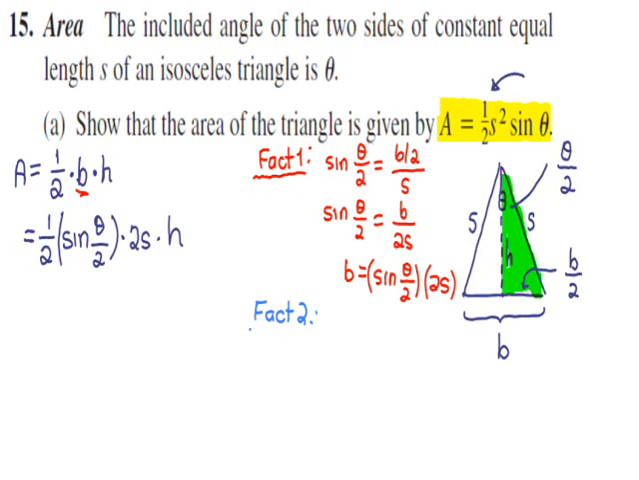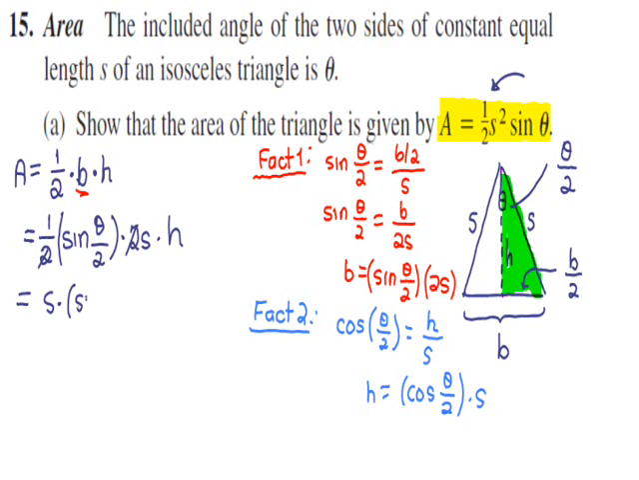Fact number two about this green triangle says that the cosine of theta divided by 2 is equal to h over s, which means if we were to cross multiply, h is the cosine of theta over 2 times s. So we're going to go ahead and make yet another substitution. If it's okay with you, I'm going to cancel this 1 half and this 2 out right now. So I've got s times the sine of theta over 2. And then my h is going to be another s times the cosine of theta over 2.